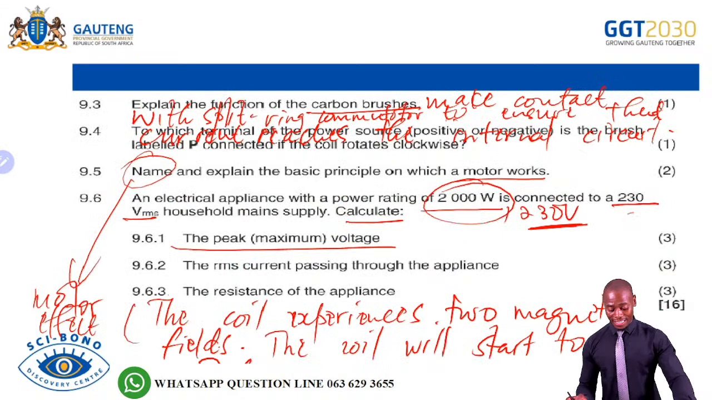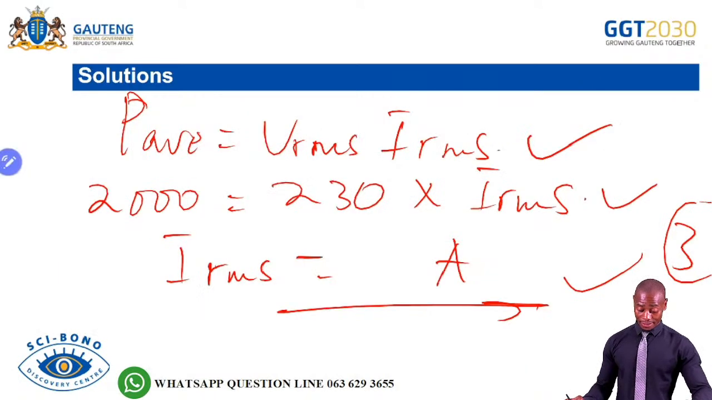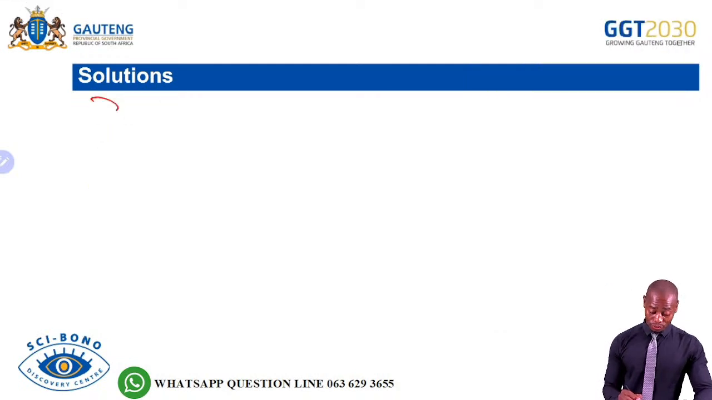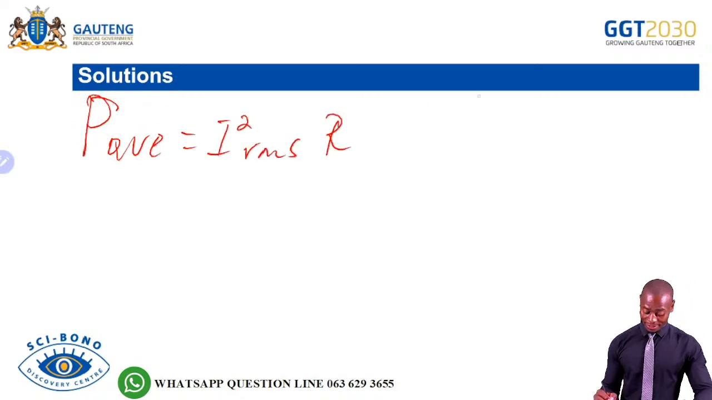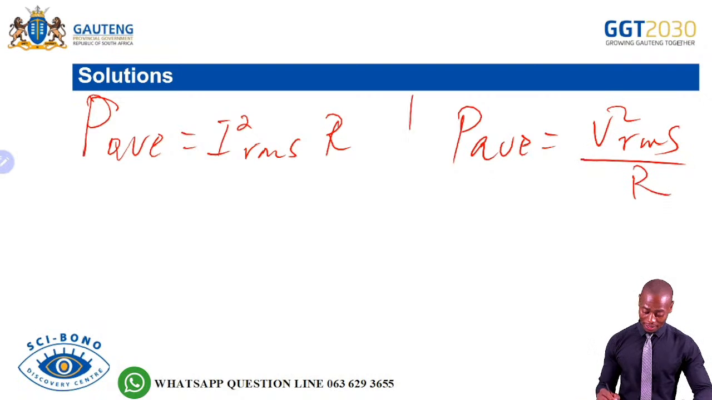Right. The resistance of the appliance. They want the resistance. There are only 2 equations on your data sheet where you have resistance. One is P average equals I squared RMS times R. There's another one, average power equals V squared RMS over R. So there are two.